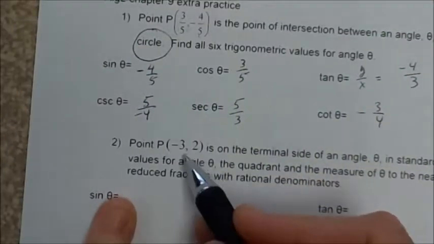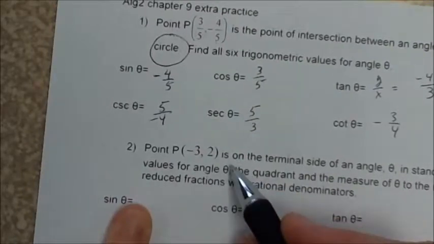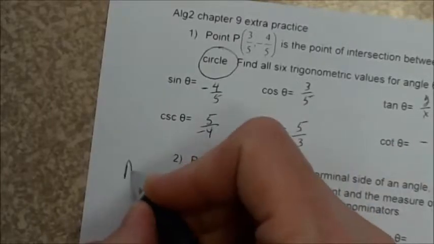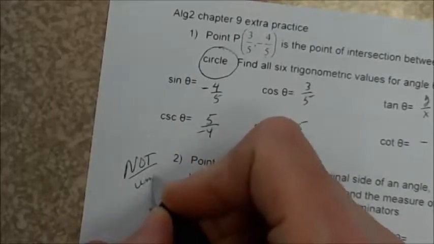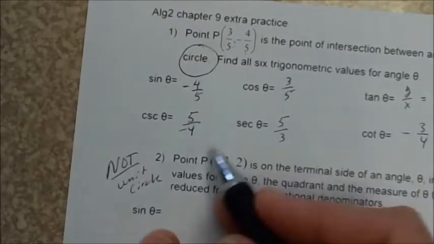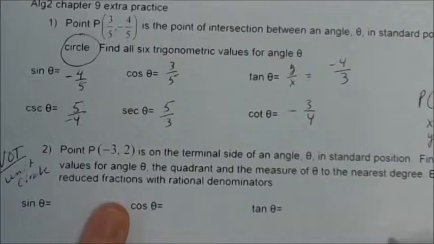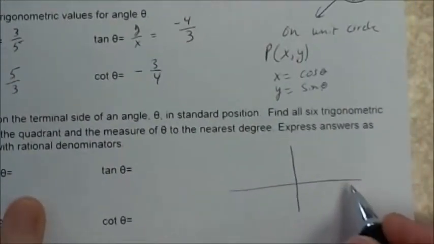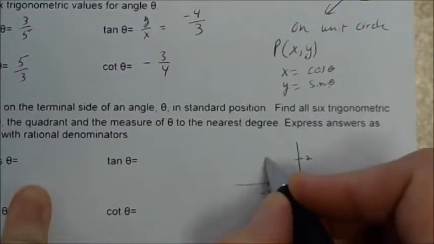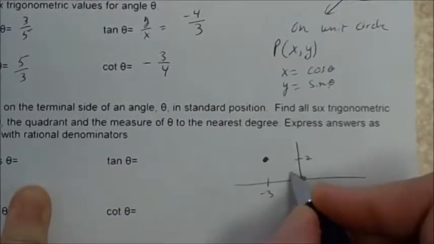The next example, though, this point P is not on the unit circle. Not, because there's nothing in here that says it's on a unit circle. So this is not unit circle. That's really important. When it's not on a unit circle, what you're going to do is take that point and plot it. -3, +2. Here's that point. Connect it with the origin.